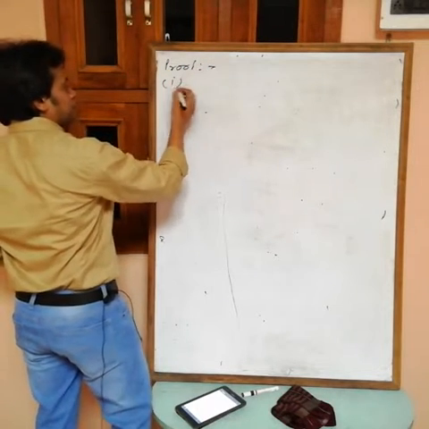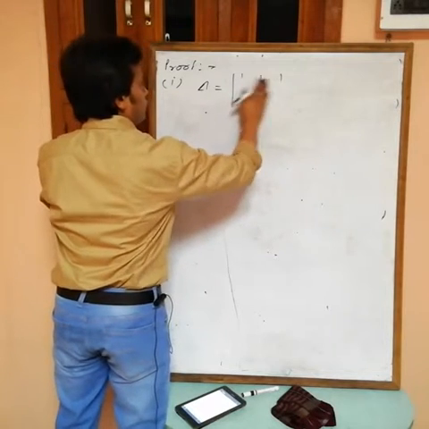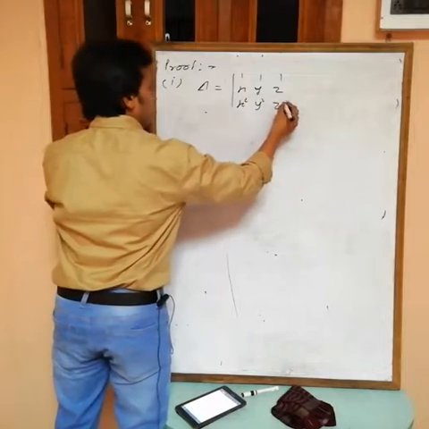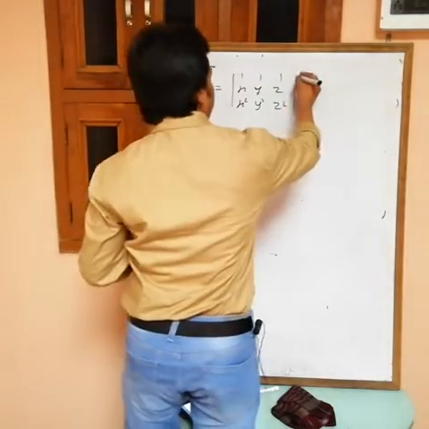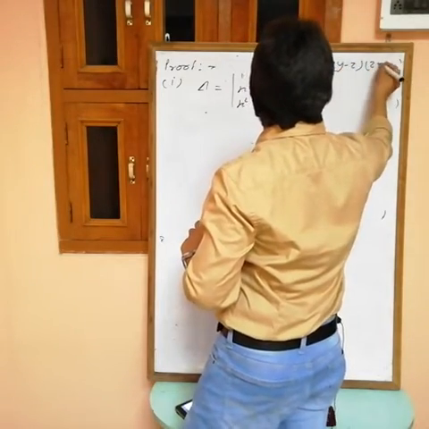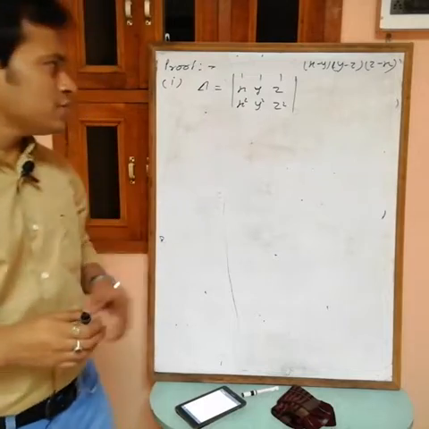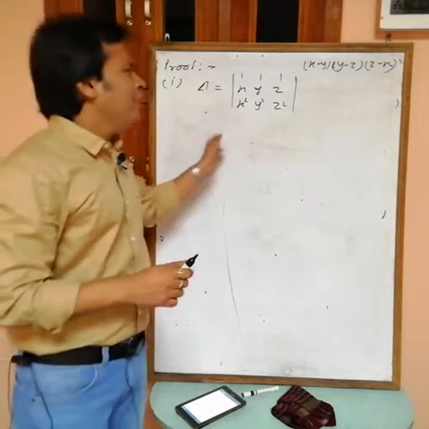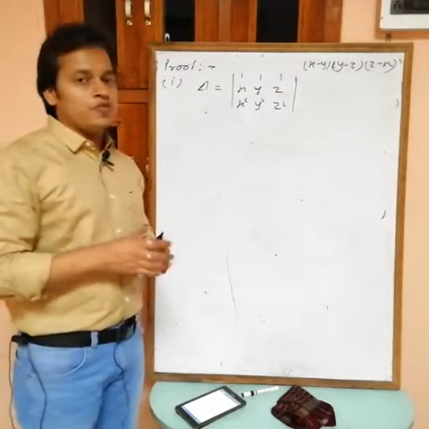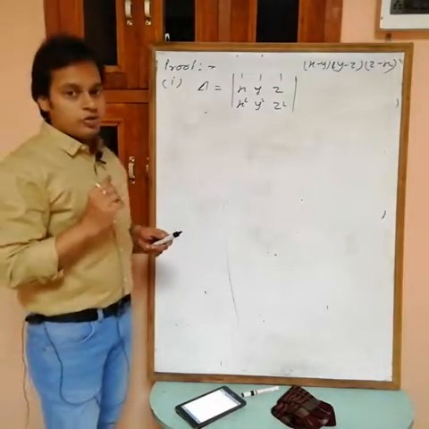Now first one. What do we want? We want the value of the determinant 1 1 1, x y z, x square y square z square. We have to prove that the value of this determinant is equal to (x minus y)(y minus z)(z minus x). Now we have two options. First, you can expand this one and at the end factorize, you will get this. But what about the next question? Suppose we can make 3 factors, but we can't make 4 factors. So it means we have to use properties.